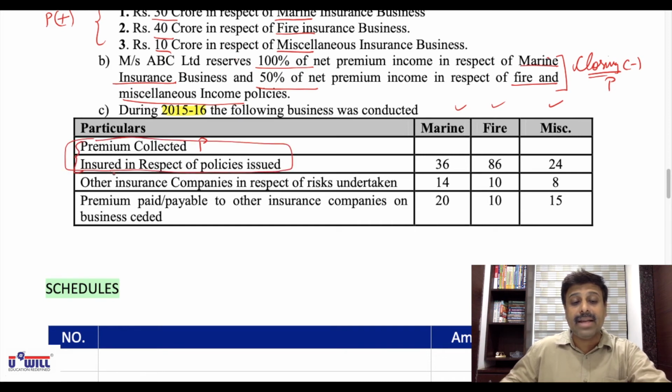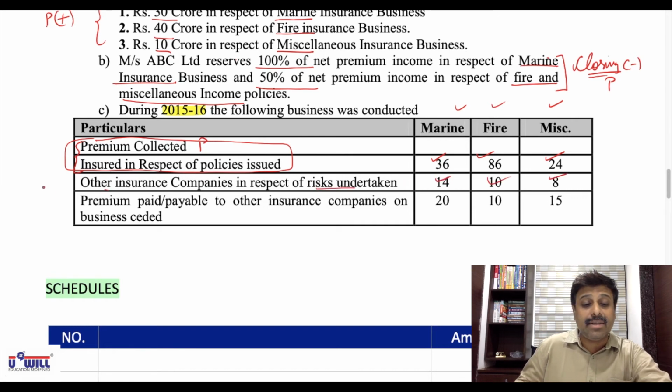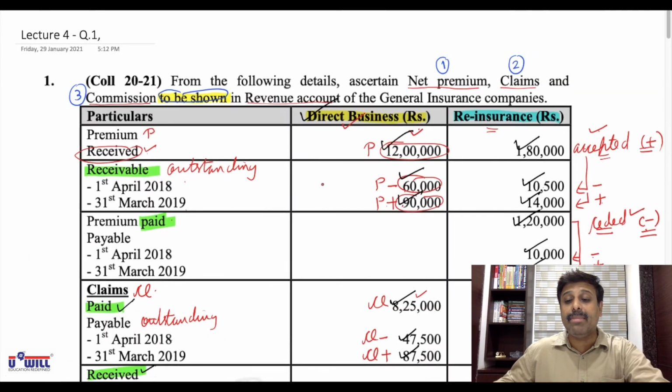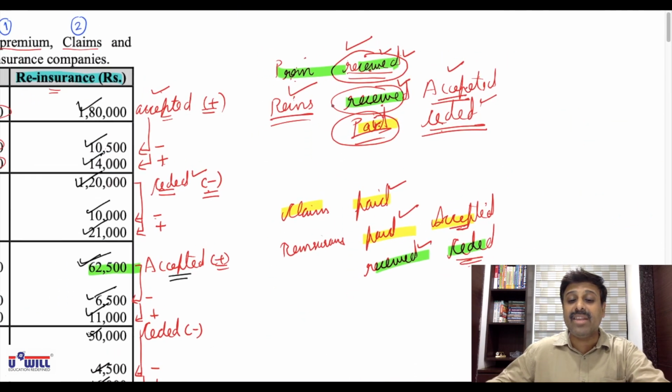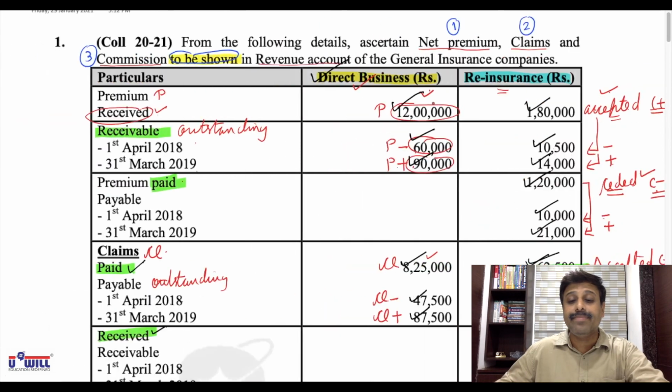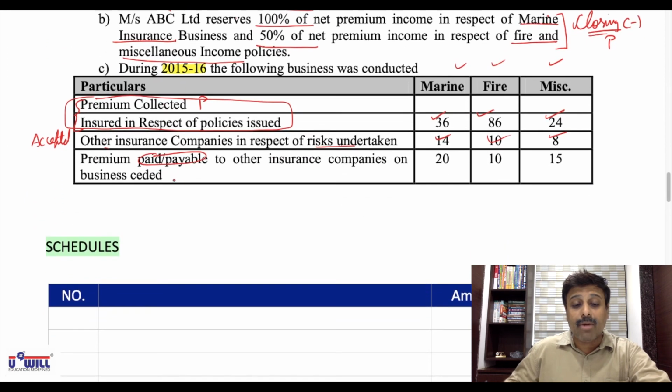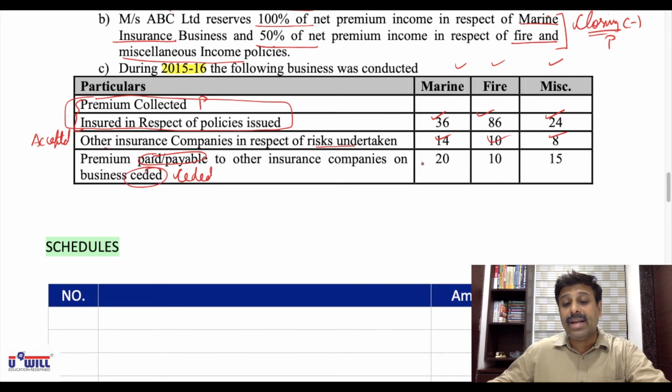Premium collected and insured in respect of policies issued: 36, 86 and 24. Other insurance companies in respect of risk undertaken: 14, 10 and 8. This is reinsurance premium accepted, because it is collected. But when they say premium paid, I just now told you in the beginning today itself, premium is received. So if they use the word paid, it means it is ceded. So what amount is ceded for other insurance businesses? It's given: ceded 20, 10 and 15, that we will have to minus.